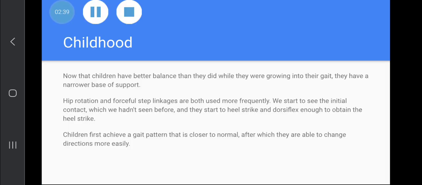Childhood stage of gait. Now that children have better balance than they did while they were growing into their gait, they have a narrower base of support. Hip rotation and forceful step linkages are both used more frequently. We start to see the initial contact, which we hadn't seen before, and they start to heel strike and dorsiflex enough to obtain the heel strike.